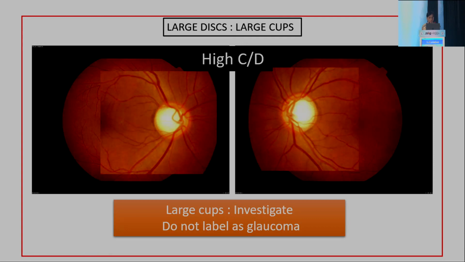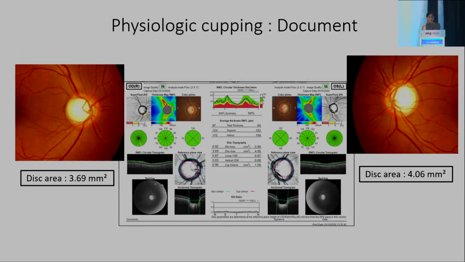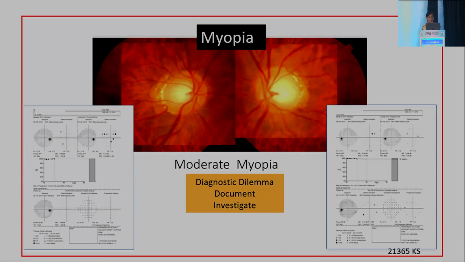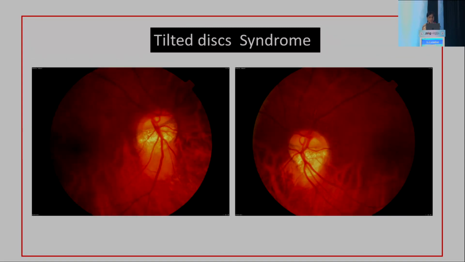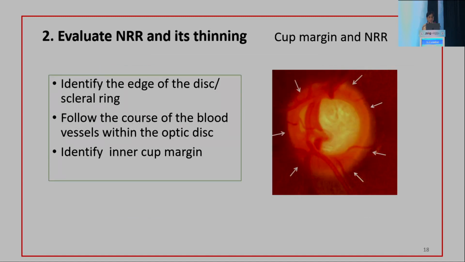So high CD, always large cups. They have large cups, so you need to investigate and do not label them as glaucoma. Physiologic cupping, you need to document and see if they are progressing. Myopia, obviously, is a diagnostic dilemma, and you need to document and investigate. Tilted disc in myopia, always investigate. Tilted disc syndrome is there, where there is a bilateral inferiorly tilted disc, which is seen here. So this is a different type, and this is not glaucoma.